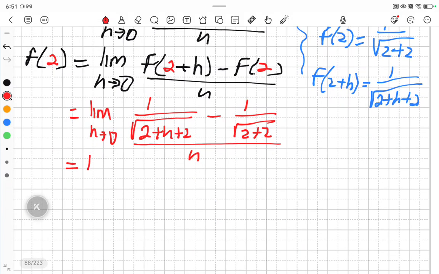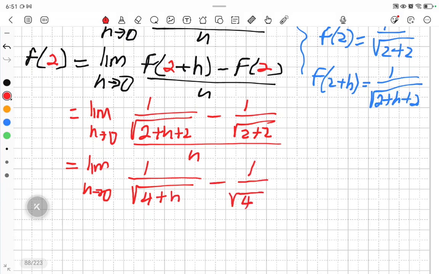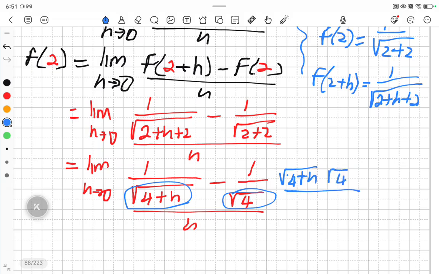and this would be equal to the limit as h approaches 0 of 1 over root of 4 plus h minus 1 over root of 4, all over h. And I said that you should take this and this and multiply them, right? It's root of 4 plus h times root of 4, all over root of 4 plus h times root of 4. Then this comes here, this comes here. You see, right?